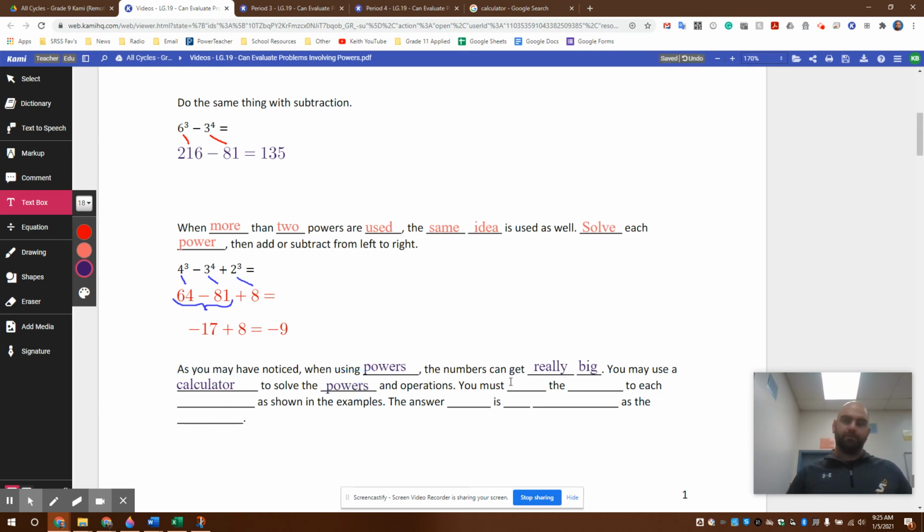and operations. Even if you don't use a calculator, and when you're using a calculator for sure, you must show the answer to each operation as shown in the examples. So you'll notice here I showed the answer to every single one of my powers, all three answers. Then I showed the answer of the first step, that's subtracting 81, and then I showed the answer of the next step, so adding 8 to that answer. So make sure that you're showing your answer to every single one.